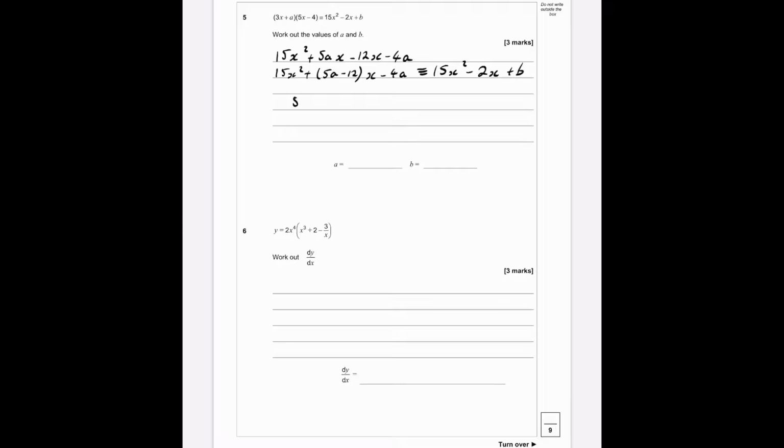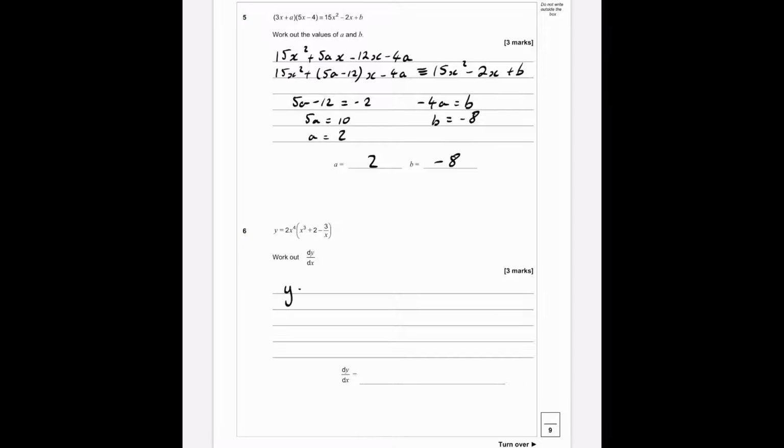Obviously the x squared coefficients already match, so we can match up the x coefficients. So 5a minus 12 on the left must be equal to the minus 2 on the right. That allows us to solve an equation to find the value of a, which comes out as 2. And then the minus 4a must be equal to b, that's the constant parts at the end. We know that a is 2, so therefore b must be minus 8.